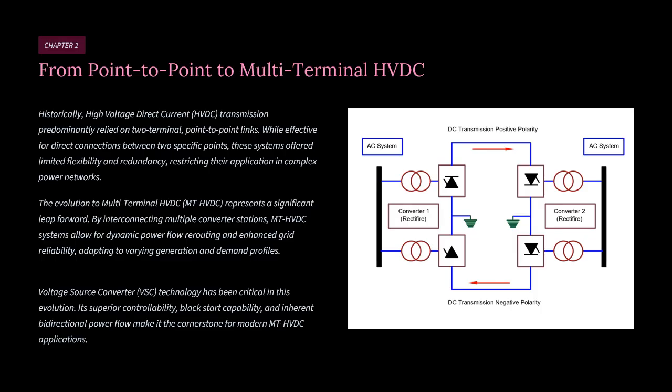The evolution of multi-terminal HVDC represents a significant leap forward by interconnecting multiple converter stations, allowing dynamic power flow, enhanced grid reliability, and adapting to varying generation and demand profiles. Voltage source converter technology has been critical in this evolution, with its supervisory control capability and inherent bidirectional power flow making modern applications possible through DC transmission with positive polarity.